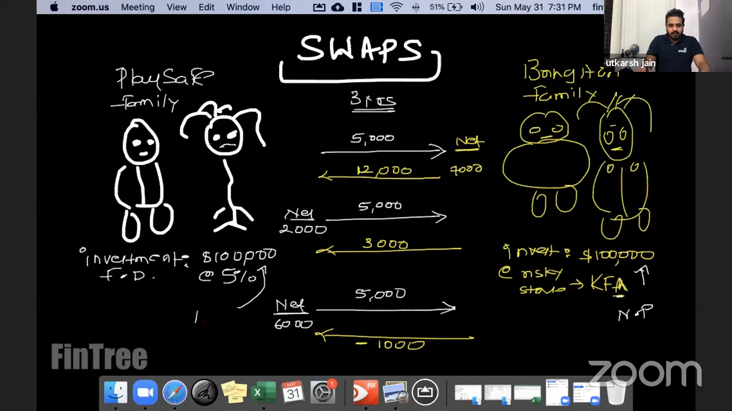In most of the swap transactions, the notional principal is not exchanged, which means you don't really go and give that 100,000 to anyone. It doesn't work. You just use that notional principal for calculation purposes.